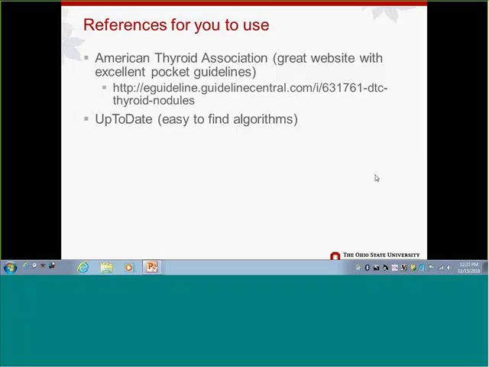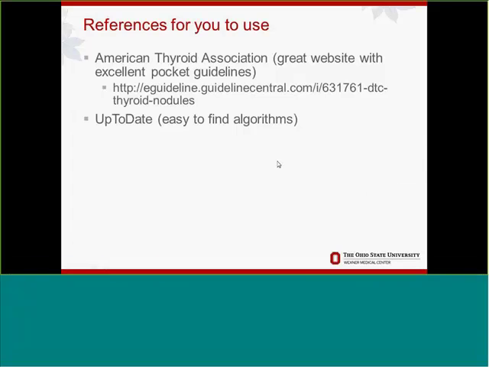Any other questions? That one algorithm that you had from Up to Date, it's a little hard to read. It's pretty small, but it's getting at the details of the ultrasound that tells you, right? That one table that you have, the ultrasound findings. Click on here so I can pull it up.